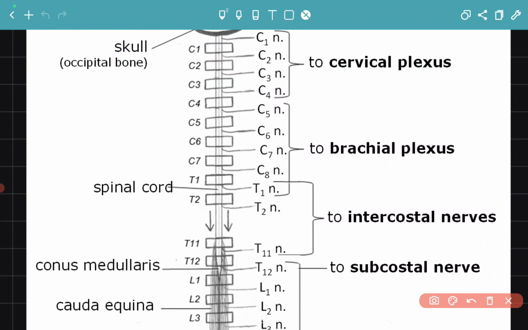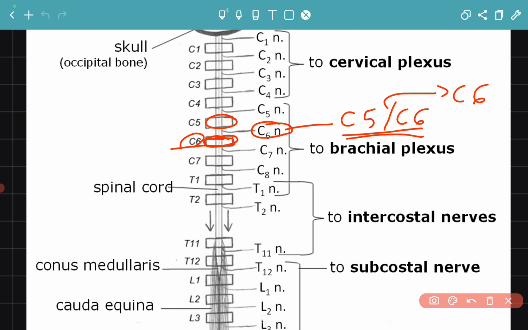If we consider the C6 nerve, it will arise above the C6 vertebra. This is the C6 vertebra, and above it the C6 nerve will arise. So that means the C6 nerve lies between which two vertebrae? Between C5 and C6. Between these, the C6 nerve lies.